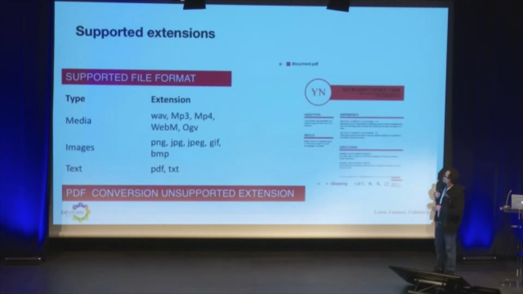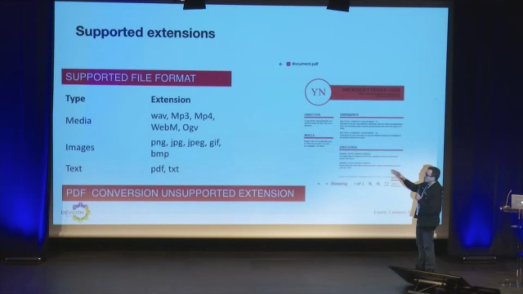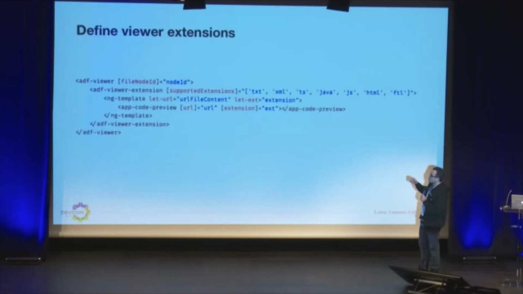This is our standard viewer, and it already supports some extensions. These could be audio formats, images, text, and it is smart enough that if one of your file extensions is not supported by the viewer, it uses our rendition service to convert it to PDF and shows your file inside the viewer. For example, that could be the case of a PowerPoint.